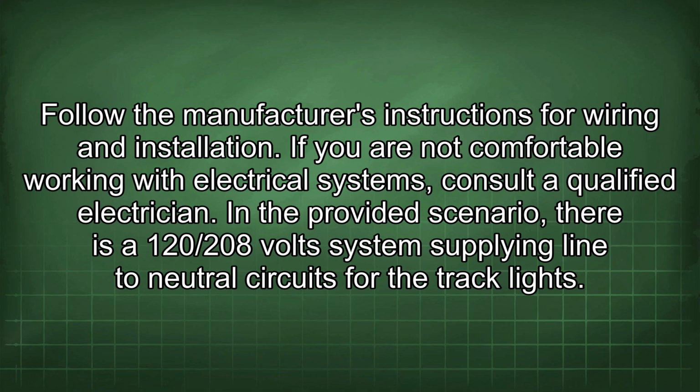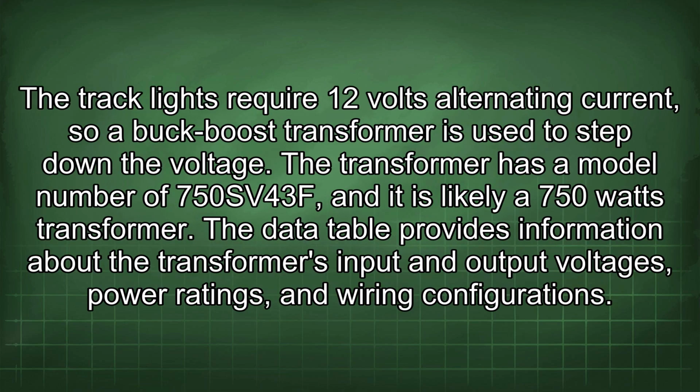In the provided scenario, there is a 120/208 volt system supplying line to neutral circuits for the track lights. The track lights require 12 volts alternating current, so a buck-boost transformer is used to step down the voltage. The transformer has a model number of 750 SV43F, and it is likely a 750 watts transformer. The data table provides information about the transformer's input and output voltages, power ratings, and wiring configurations.